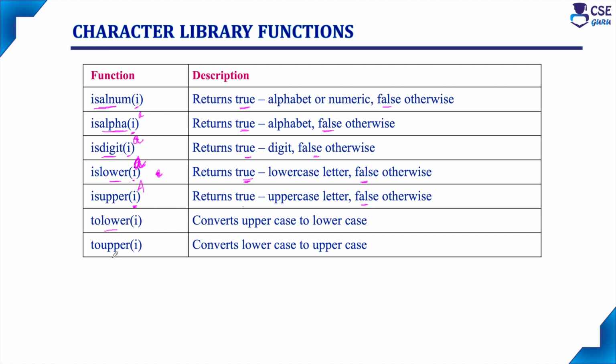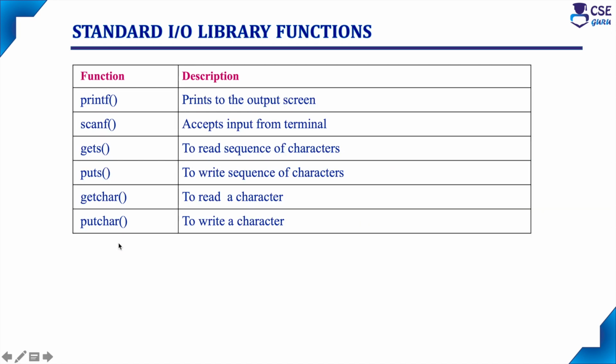Next, tolower and toupper of I. That is, whatever I value you have given, tolower means if the I value is an uppercase letter, it will convert to a lowercase letter. Output, we will get as a lowercase letter. And toupper of I means suppose the user has given a lowercase letter, it will convert to an uppercase letter. So these are all the character library functions.